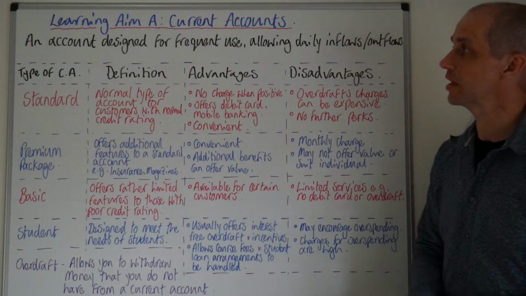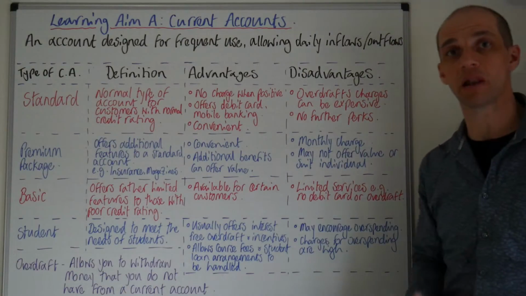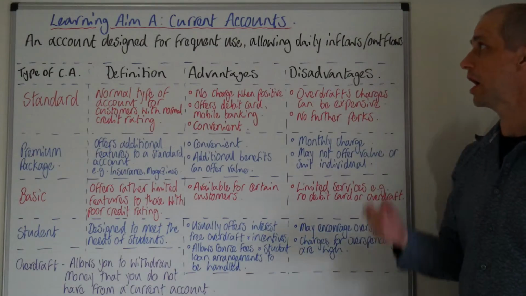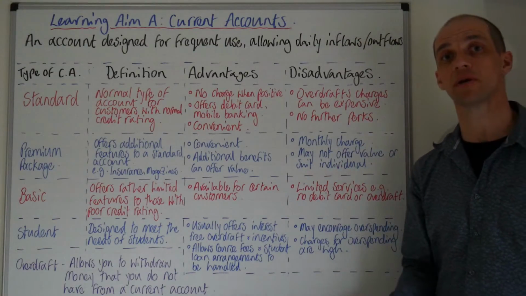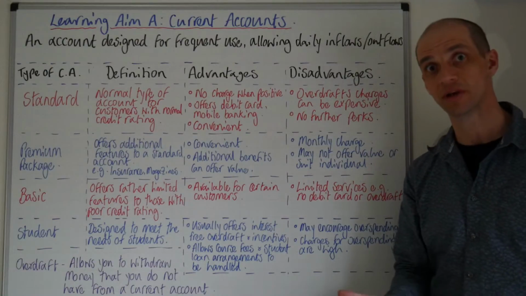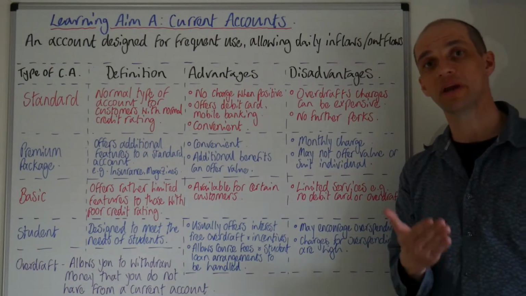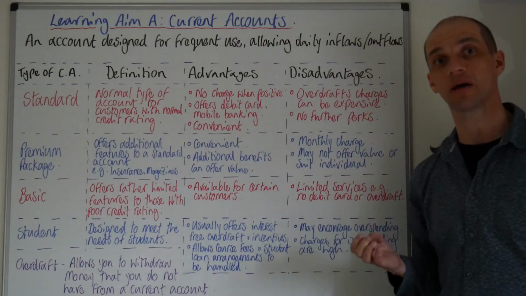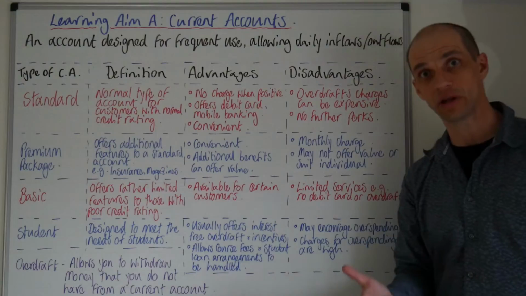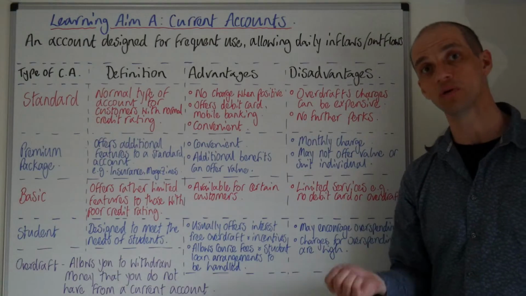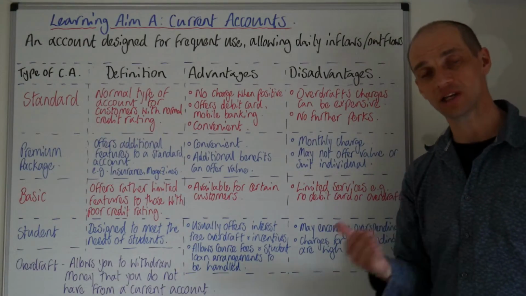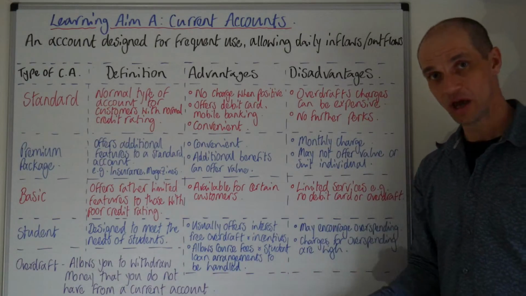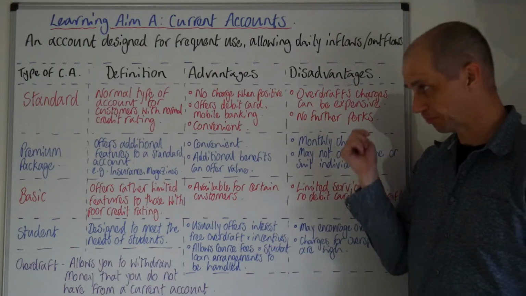Okay, so a current account, as you can see that I've highlighted in black here, is an account designed for frequent use, allowing daily inflows and outflows of cash to actually take place. So money will come in through wages, through salaries, but money will also come out of this account via direct debits or standing orders to electricity companies, gas companies, mobile providers, as well as perhaps rental arrangements and so on.